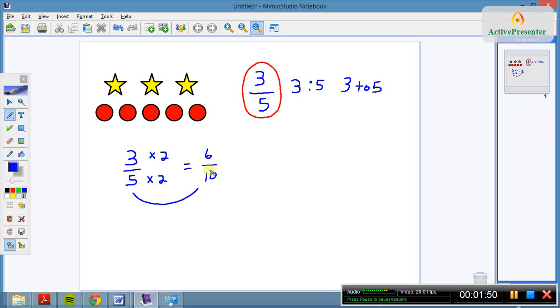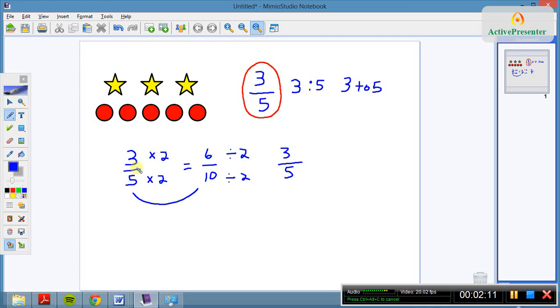And we know that because we can simplify 6/10 and get 3/5. Because if we divide 6 by 2, then we get 3. And if we divide 10 by 2, then we get 5. So we get 3 over 5. These two fractions are equivalent to each other.